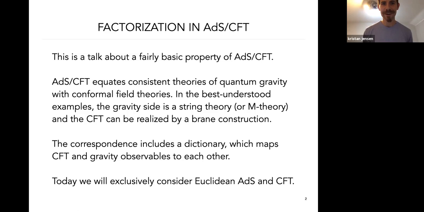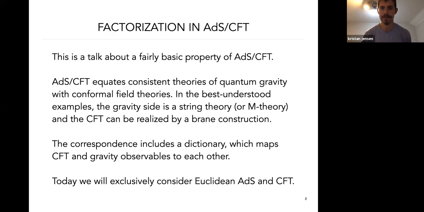We now know very well that the AdS/CFT correspondence equates consistent theories of quantum gravity with CFTs. In the best understood examples, the gravity side is string theory or M theory, and the CFT is something highly supersymmetric, or maybe less so, but something that can be realized by a brane construction. And the correspondence includes a dictionary, which allows us to relate gravitational and CFT observables to each other. Today, we're going to exclusively consider the Euclidean aspects of the correspondence, so quantum gravity in Euclidean signature, and Euclidean conformal field theory.